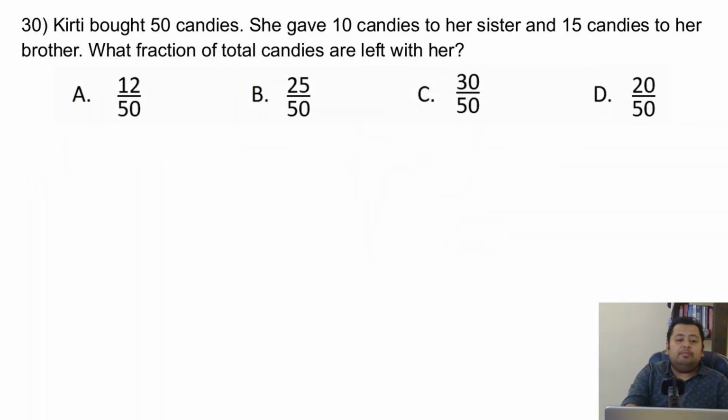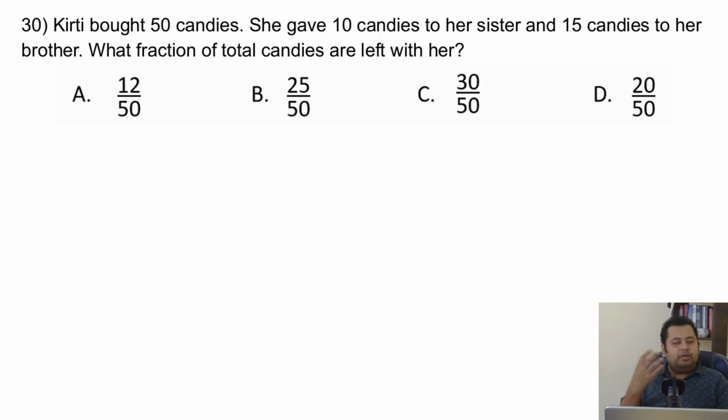And now we move to question number 30, the last question before we go to the achievers section. Kirti bought 50 candies. She gave 10 candies to her sister and 15 candies to her brother. What fraction of total candies are left with her? Very simple one again. So Kirti bought how many candies? She bought 50 candies in total. She gave 10 candies to her sister and 15 candies to her brother, right? So in total, how many candies did she give away?